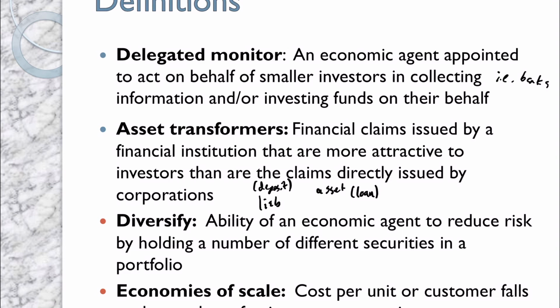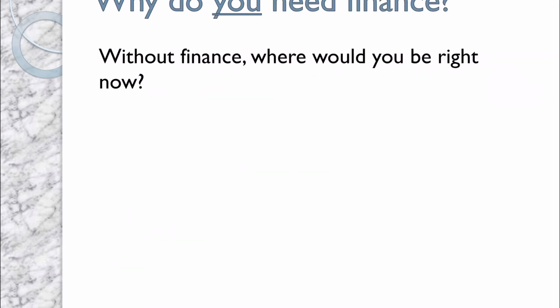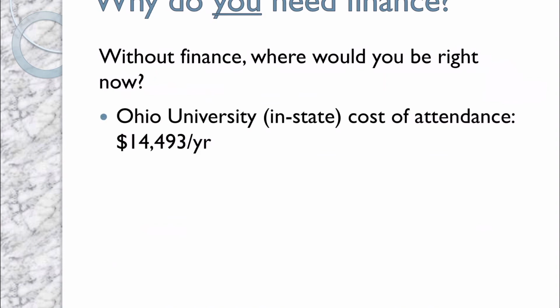So, changing directions a little bit, why do you need finance individually? Without finance, where would you be right now? Well, let's say you want to go to college, but you don't have the funds to go to college. Looking at the price of attending Ohio University, this is from July 13th, 2018. The cost of going to Ohio University 1 year is about $14,500 a year. So, over the course of 4 years, you are spending roughly $58,000 to come to Ohio University. So you made a financial decision to come to school over going straight to work right after graduating high school.